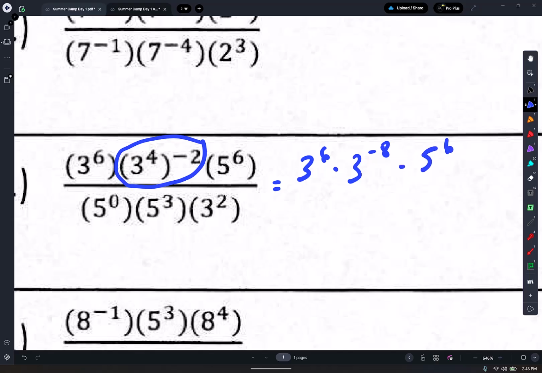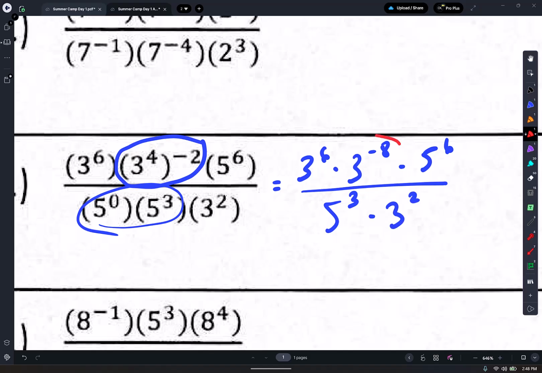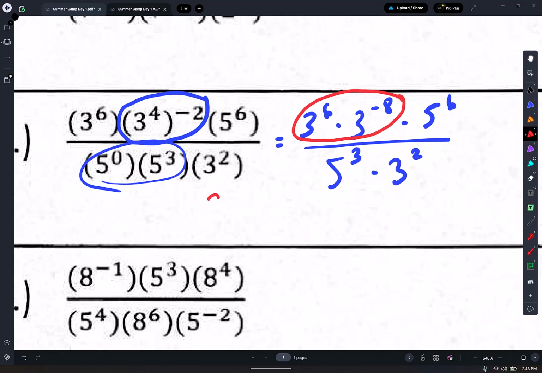Times 5 to the 6 over. And then this right here, those two right there, that's just 5 to the 3rd. 0 plus 3, or you can say 5 to the 0 is just 1 times 3 squared. Okay, these two right here that I'm circling, 3 to the 6 times 3 to the negative 8, that's going to be 3 to the negative 2. Do you guys see that? Okay, so I have 3 to the negative 2, and then I have times 5 to the 6 over 5 to the 3rd times 3 squared. Are we still okay? Okay.